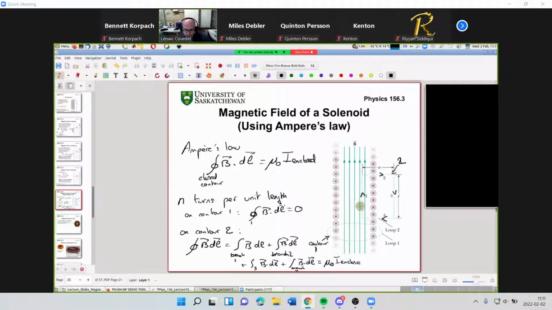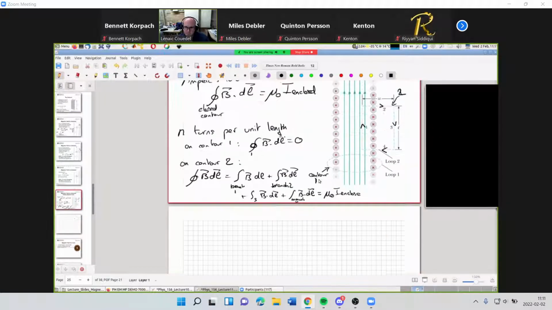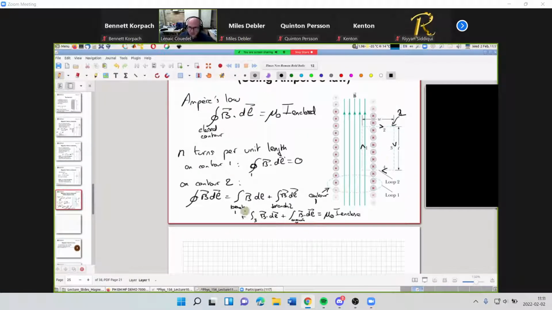So for branch 1, I know my magnetic field is constant and along the branch. So on branch 1, B dl is just B times L, the length of my rectangle.